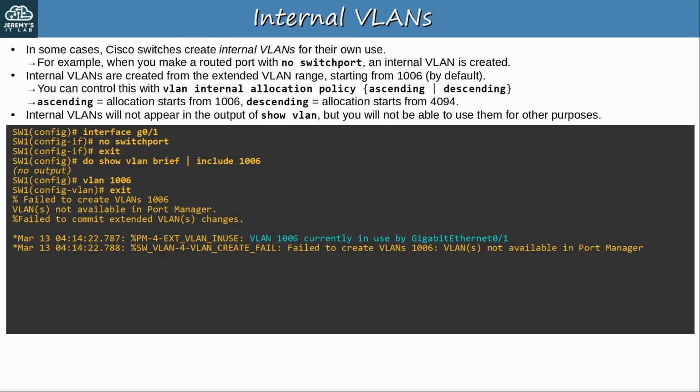To view the switch's internal VLANs, use show vlan internal usage. As you can see, VLAN 1006 is being used by the G0/1 interface, a routed port.